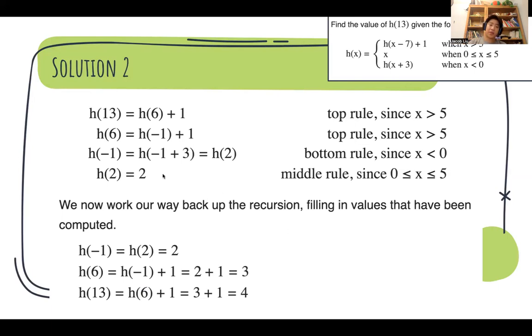Okay, so now we found h of 2. Now we have to work our way back up the recursion. So h of negative 1 is equal to h of 2, which is 2. h of 6 is equal to h of negative 1 plus 1, which is 2 plus 1, which is 3. h of 13 is equal to h of 6 plus 1, which is equal to 3 plus 1, which is 4. So h of 13 is 4.